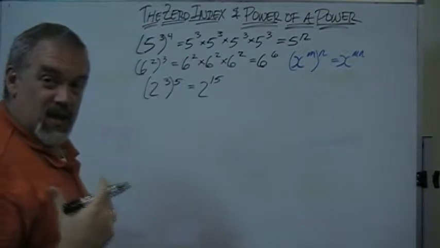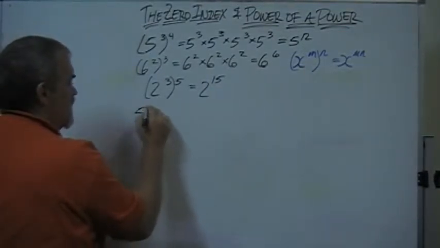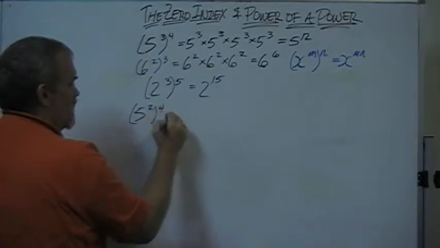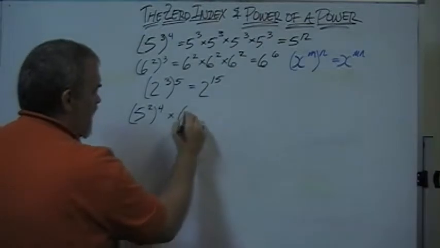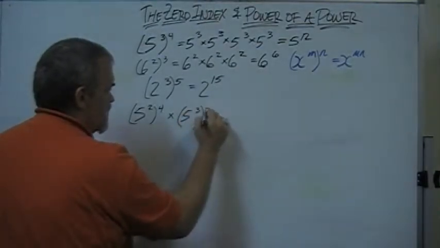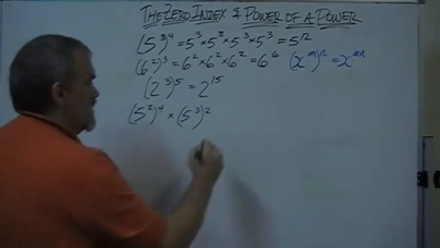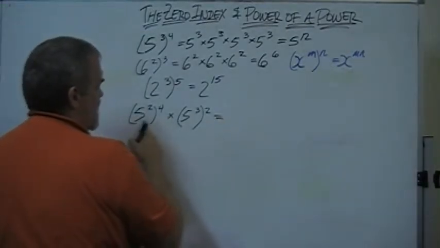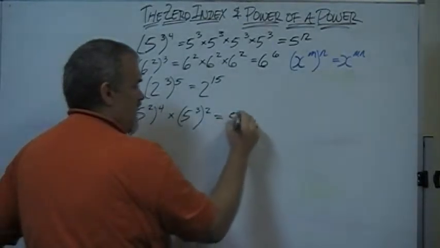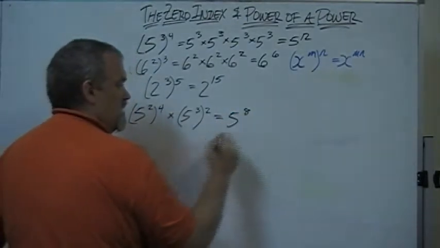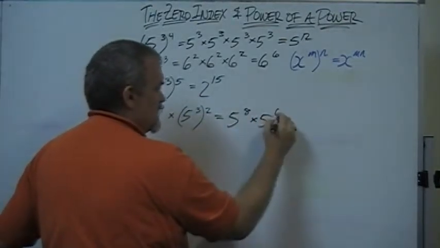What if we expand this a little bit and make it a little more challenging? How about if we had 5 squared to the 4th times 5 cubed squared? That looks a little bit complicated, but it's really not. Let's do each of these one at a time. Here we would multiply our two exponents together and we get 5 to the 8th. What would we do here? Same thing, times 5 to the 3 times 2 is 6.